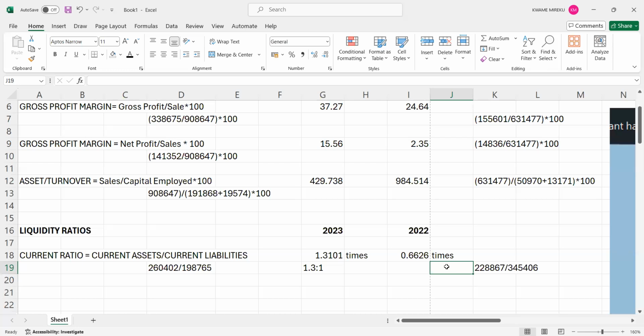So here, 0.66 is to 1. Remember the rule of thumb for this one, if there's no benchmark, is to have at least 2 times.